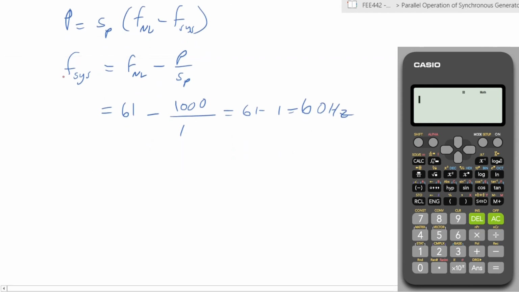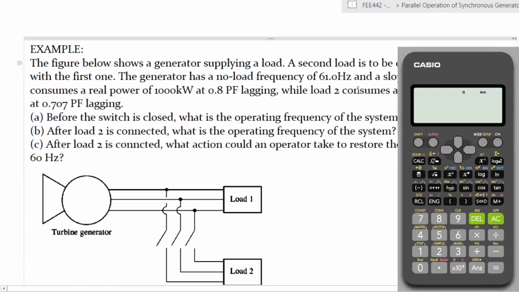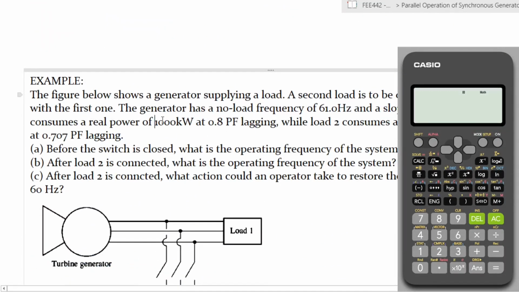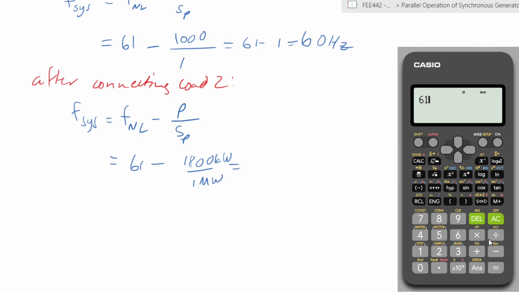After load 2 is connected, the system frequency is the same expression. We've not changed the set points, but the power has changed. Instead of 1000, we have 1000 plus 800, the real power of 800. So the two of them would be 61 minus 1800 kilowatts over 1 megawatt per hertz. The reason for the change is this is in kilowatts and this is in megawatts, so you can actually subtract them. So 61 minus 1.8 gives us 59.2 hertz. Okay, that's after connecting load 2.